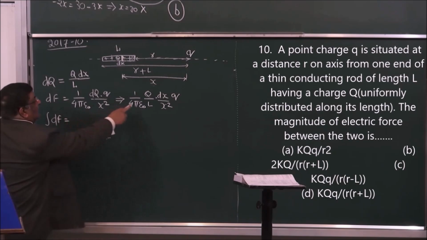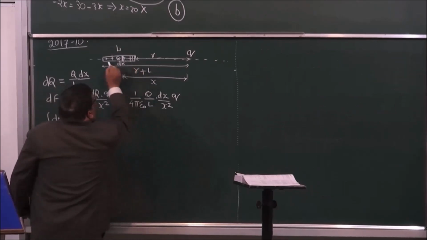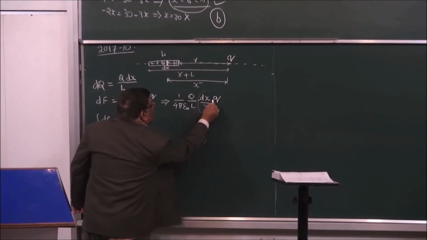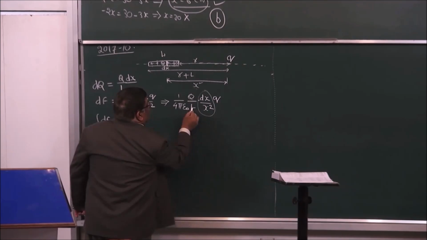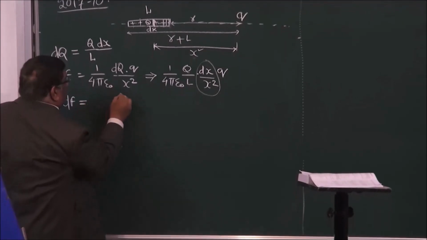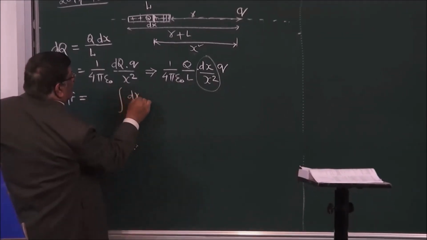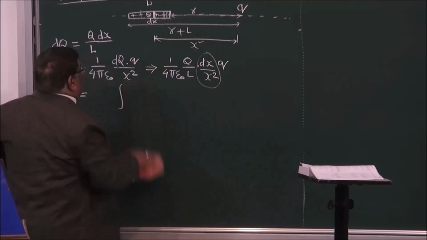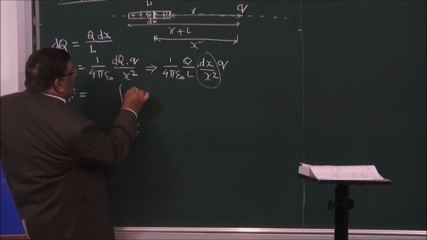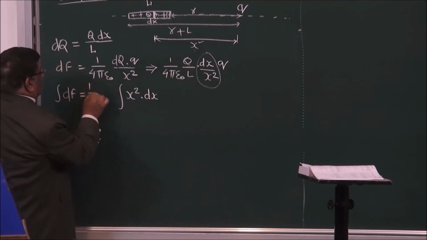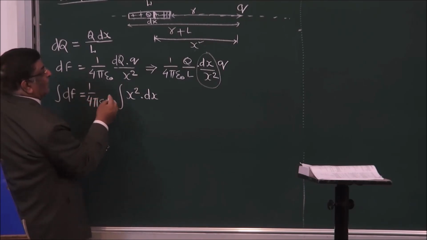Okay, so integration of dF will be integration of this. Out of this, which is the variable quantity from here to here? What is changing? Answer, x is changing. So x is the variable quantity, and all these others are constants. So we will have an integration of dx upon x square. This upon x square, I can write as x to the power minus 2. So this is x to the power minus 2 dx. This will be integrated, and the rest will all be constant.